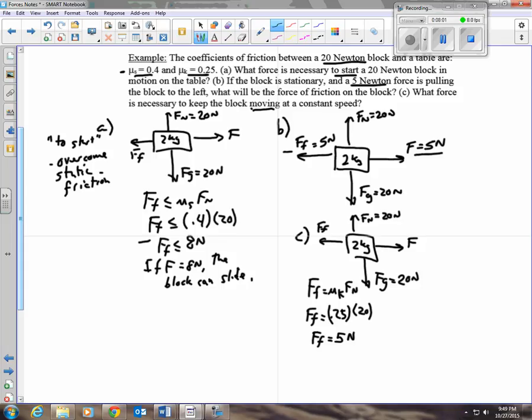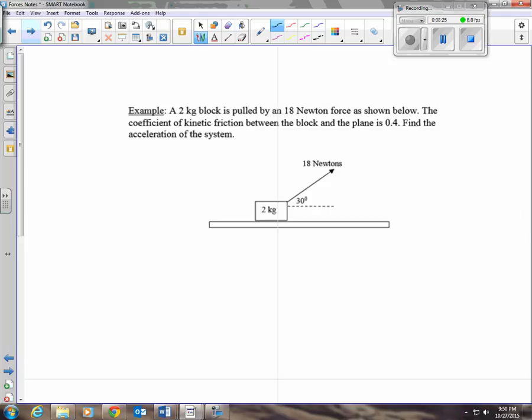Now, it's going to be constant speed. That means the forces cancel. Therefore, the forward force has to equal the force of friction. The forward force is 5 newtons. One more example on the next page, and this is as involved as I can make it.